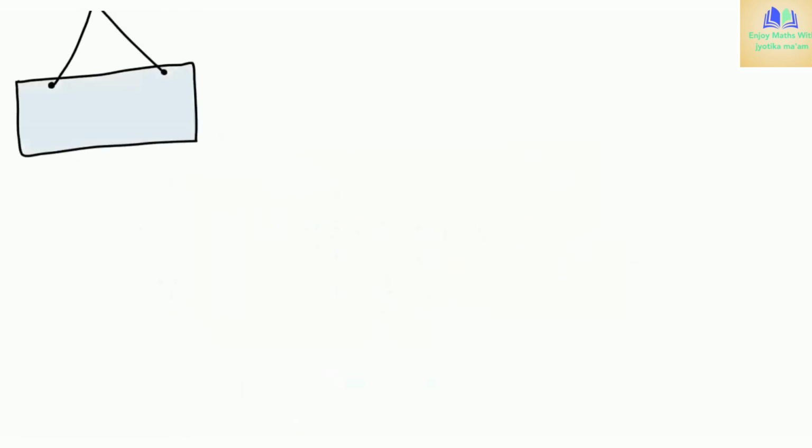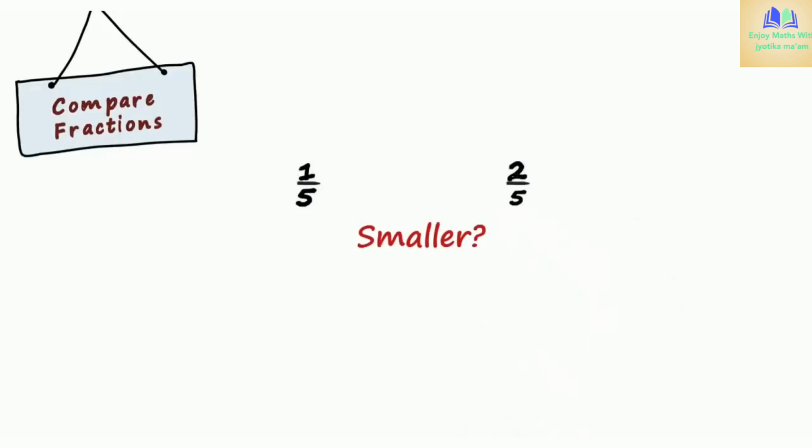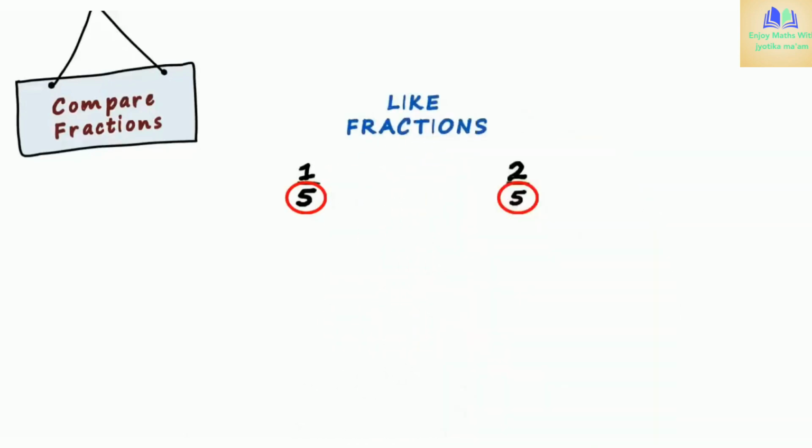It is a very simple question. How do we compare fractions? Let us say we want to compare 1 by 5 and 2 by 5. We want to find out which one is smaller. Both of them have the same denominators and hence are like fractions.